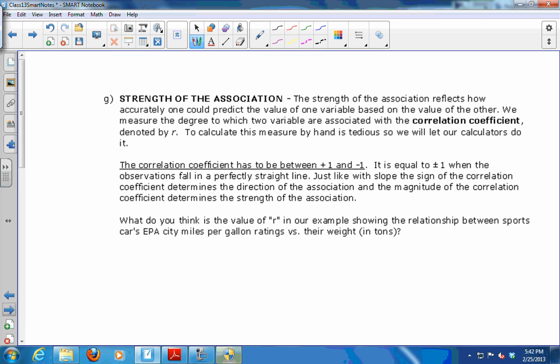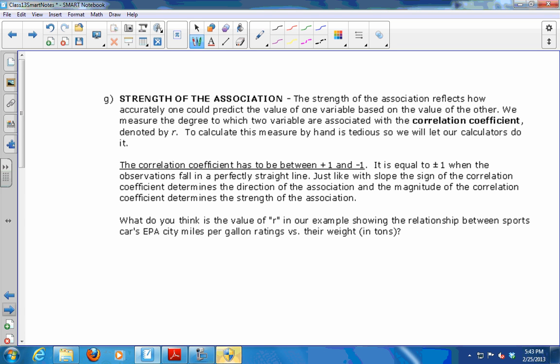Okay, so now we know the direction. There's only two directions, positive and negative. The next thing we need to be able to discuss is the strength of an association. The strength of an association reflects how accurately one could predict the value of one variable based on knowledge of the other. So we measure the degree to which two variables are associated with a number called the correlation coefficient, and we use the letter R to represent it.